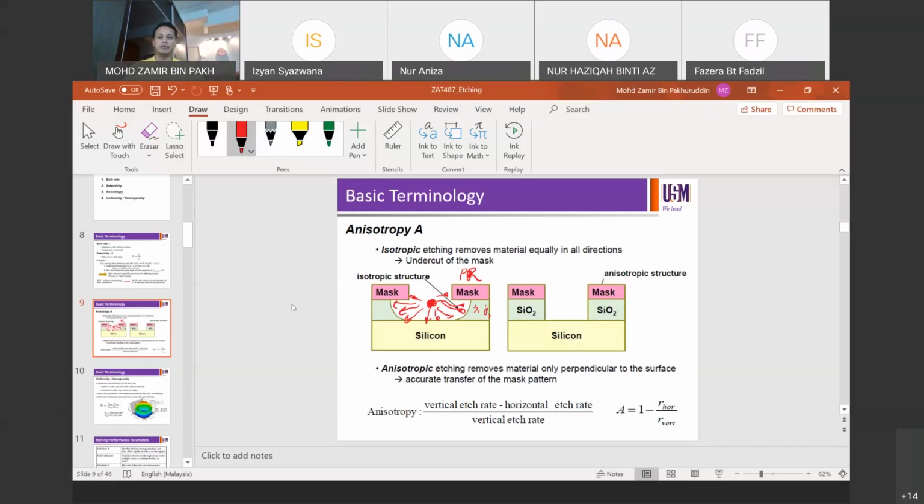On the other hand, if you use anisotropic etching, anisotropic means etching in one direction. Usually this is done in plasma. It means you send plasma to do the bombardment, argon ions usually.